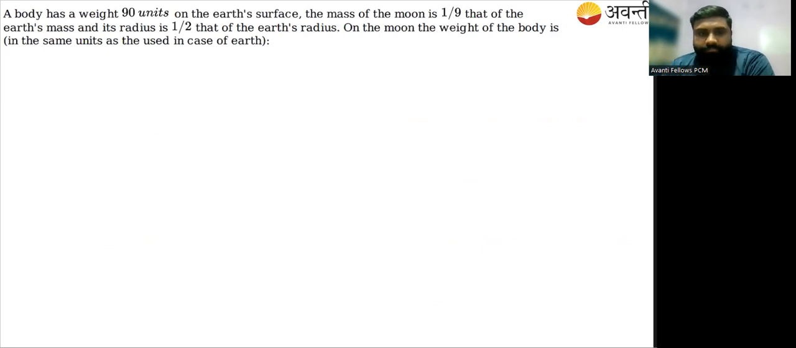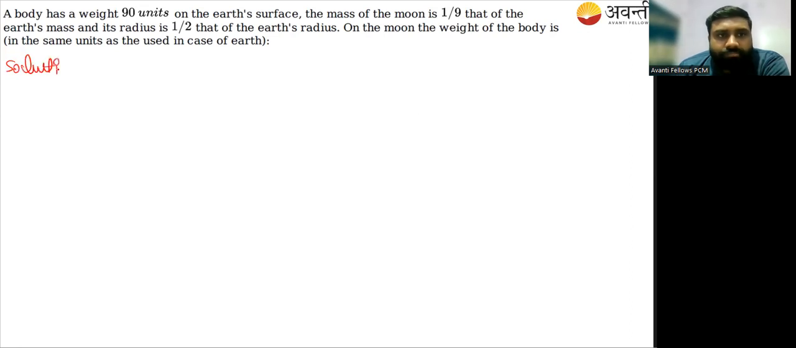Now this one. A body has a weight of 90 units on the Earth's surface. The mass of the moon is 1 by 9 that of the Earth's mass, and its radius is half that of the Earth's radius. So on the moon, what is the weight of the body in the same unit as used in this case? The unit is given only as "unit", not kilogram or Newton or whatever. It is not given to you, so we have to take the same unit.